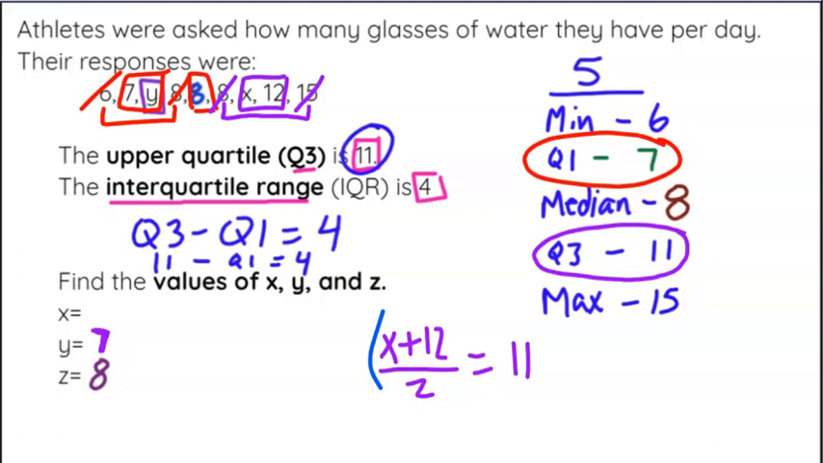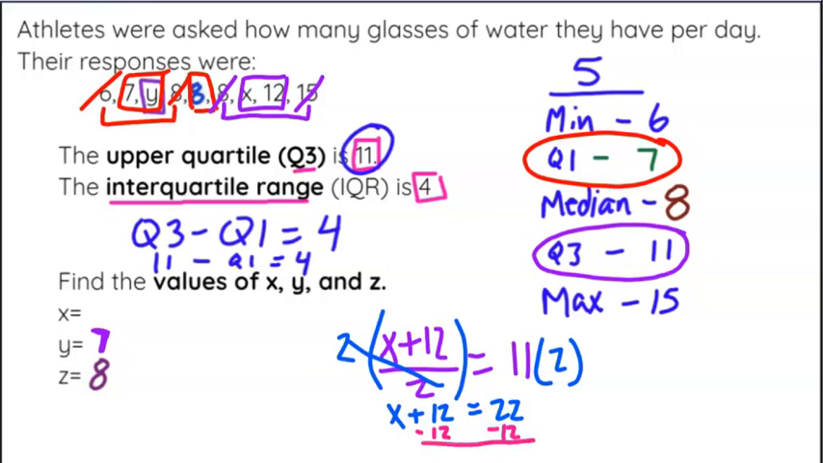I will undo that division with multiplication. Multiply both sides by 2. We get X plus 12 equals 11 times 2, which is 22. And then we can undo that addition with subtraction. Take away 12 on both sides, and we get X equals 22 take away 12, which is 10. So I know the value of X is 10.